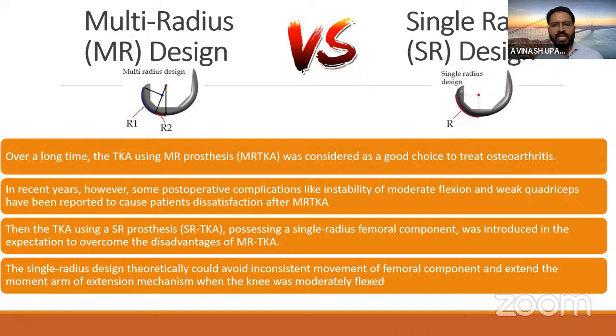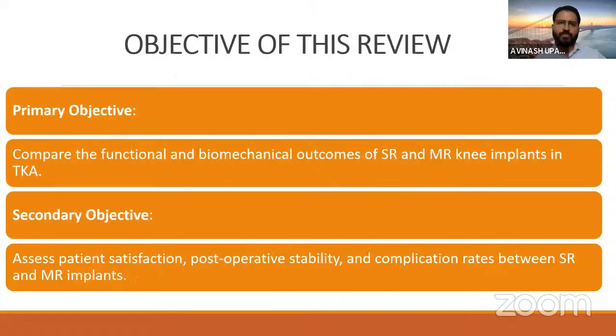Total knee arthroplasty using a single radius prosthesis, which possesses a single femoral component, was introduced to overcome this drawback. The single radius design could theoretically avoid inconsistent movement of the femoral component and extend the moment arm of the extensor mechanism when the knee is moderately flexed. The objective of my review of literature is primarily comparing the functional and biomechanical outcomes of single radius versus multi-radius knee implants, and also assessing patient satisfaction, post-operative stability, and complication rate between the two.